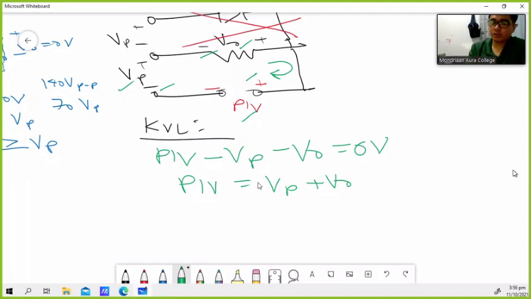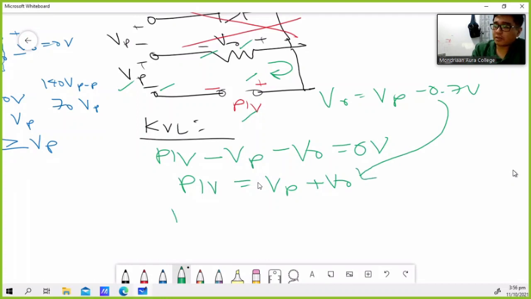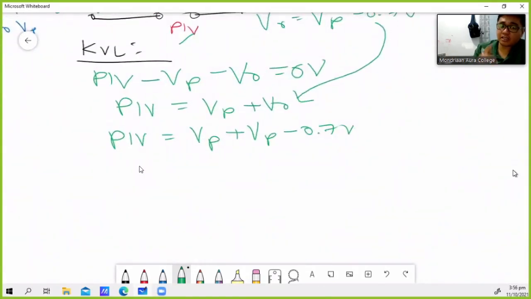But remember, during the positive half cycle, ang output voltage natin is equal to VP minus 0.7 volts. So pwede natin i-replace si V out in terms of VP. So the peak inverse voltage now is equal to V sub P plus V sub P minus 0.7 volts. Pwede ba natin pagsamahin si VP? Oo, pwede. Parang X plus X is equal to 2X, di ba? So this is 2 VP minus 0.7 volts. So that is your PIV.